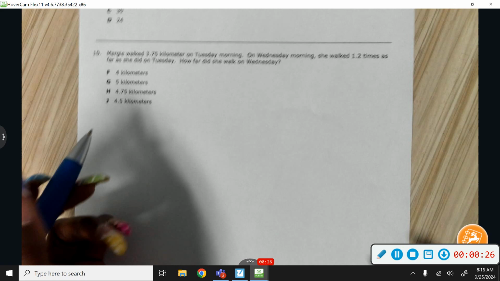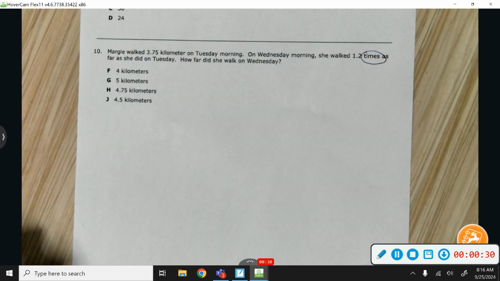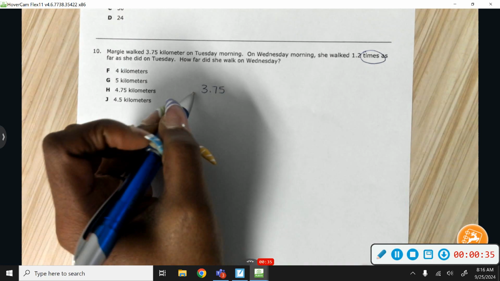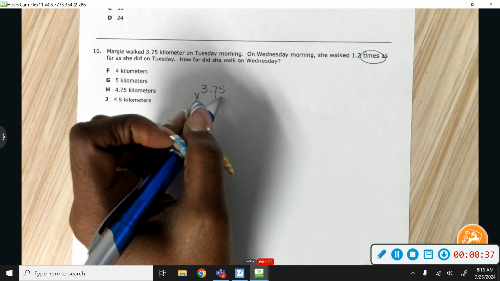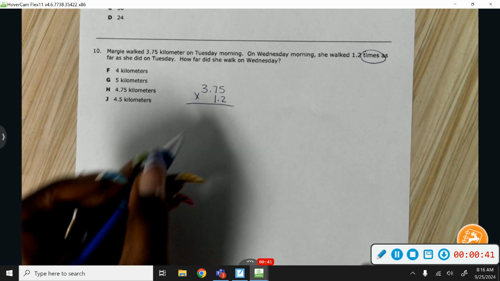So we already see my key word is times. So that lets us know that we're going to multiply those two numbers. Remember, we set it up the same way we set up a regular multiplication problem. Do not try to line up the decimals. And I multiply like normal.